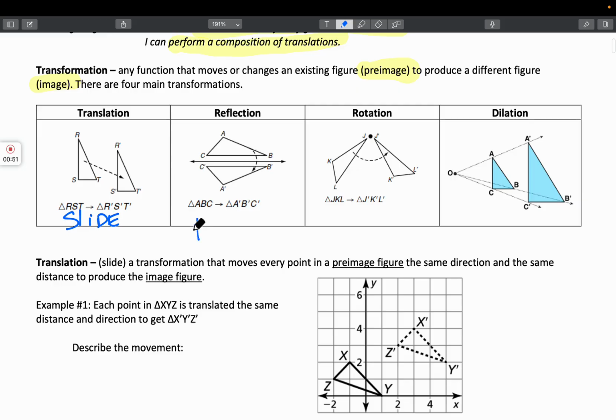A reflection, known as a flip, takes a geometric figure and flips it, changes the orientation over what's known as the reflection line. A rotation, commonly known as a turn, takes a geometric figure and rotates it around a center or a point of rotation a certain amount of degrees. And then finally a dilation, which can be a stretch or a shrink depending on if we're enlarging it or reducing it. Takes the geometric figure and changes its size.